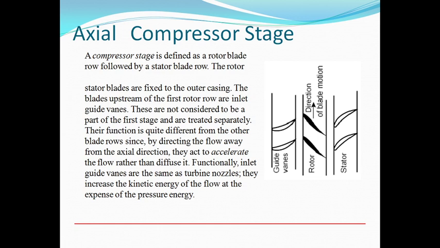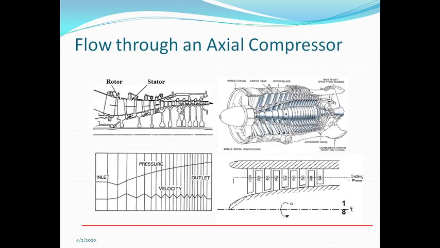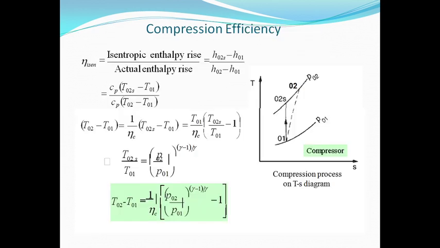Today we tried to cover what compressors are, and what the functions of a compressor are. Then we tried to see the different types of compressors. Then we tried to understand the velocity triangle. And then we tried to understand the energy equation, that's the turbine equation, Euler turbine equation, which was basically proposed by Euler. Please let me know your questions, if any.